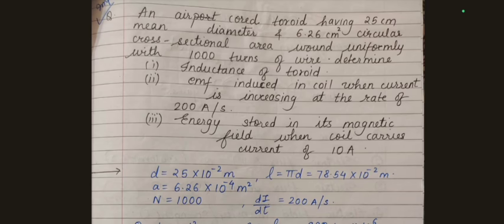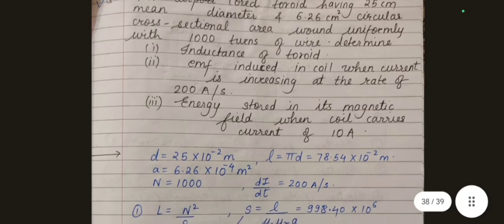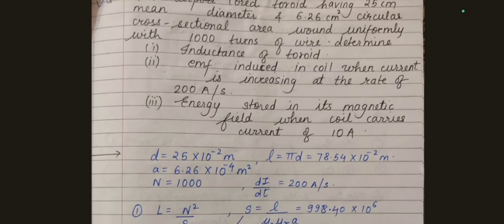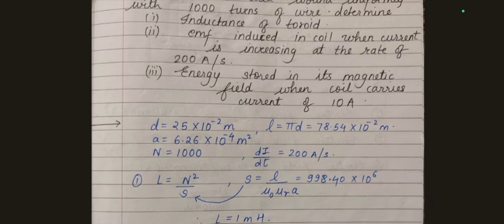Then the area of cross section is given in the question, that is 6.26 centimeter square. As we are taking all the values in meter, we will take this also in meter, that is 6.26 into 10 raised to minus 4 meter square. Then what is given? The cross sectional area is wound uniformly with 1000 turns. The N is given, and we have to determine three things, so this question will be for 6 marks. Here, first we have to find the inductance of the toroid.